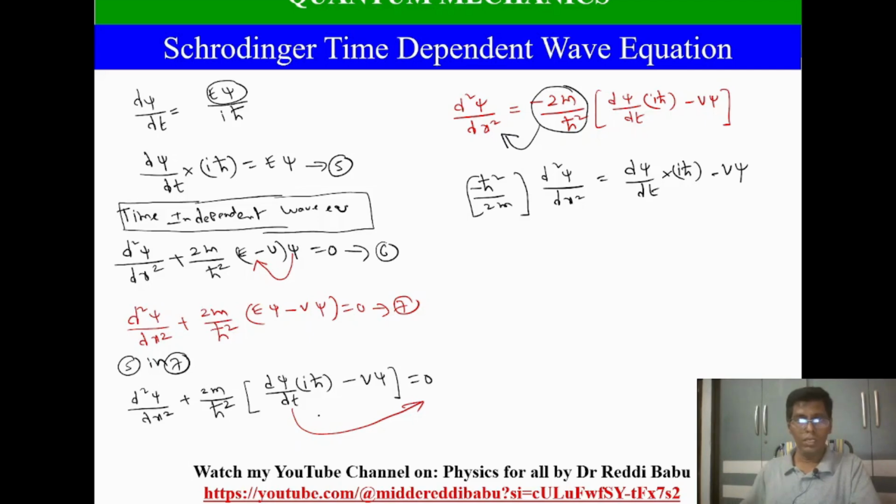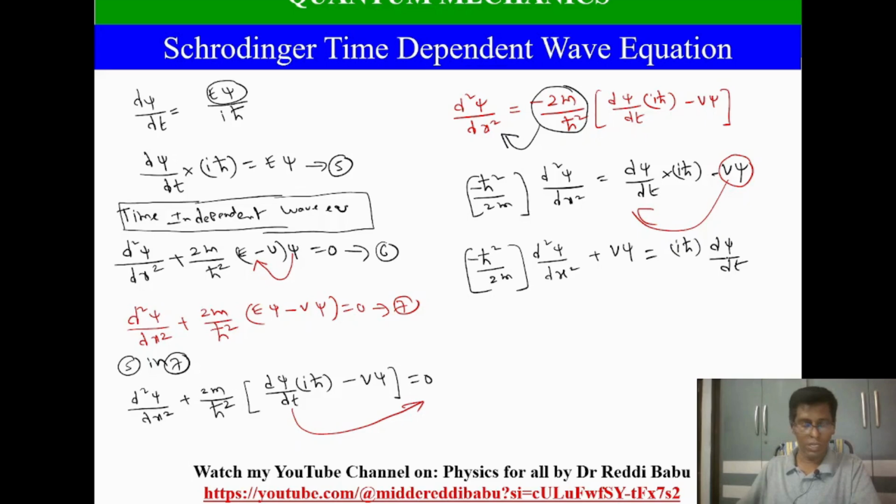Now in this equation, on the right hand side, minus V psi is there. Now bring it to the left hand side. I am rewriting the above equation by sending minus V psi to the other side. So it will be, on the LHS, minus h cut square by 2m into d square psi divided by dx square plus V psi is equal to I h cut into d psi divided by dt.